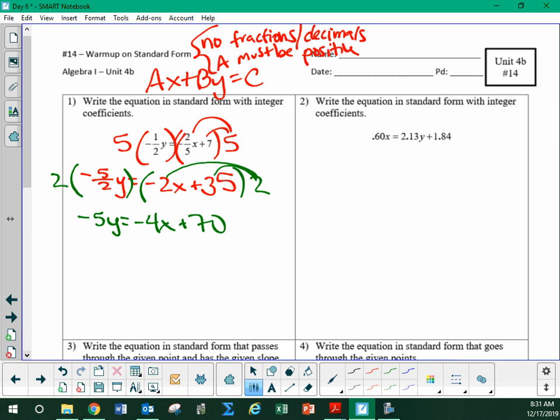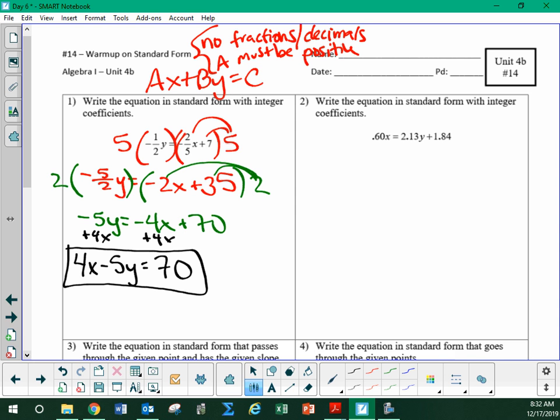So now there's no fractions, no decimals. Awesome. We just need to get it so x comes first, then y, then c. So I'm going to go and move my 4x over. So I get positive 4x, negative 5y. No fractions, no decimals, and my very first one is positive. All right, questions with that?